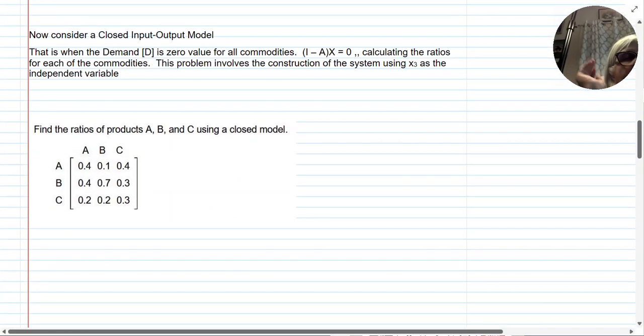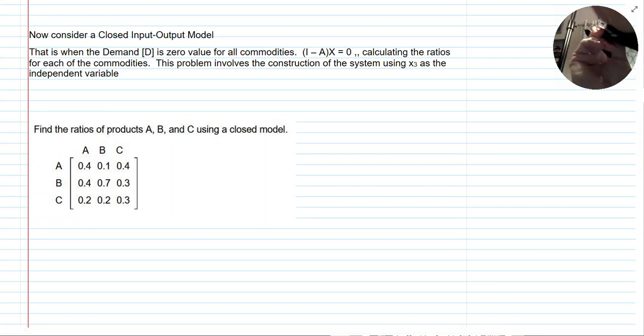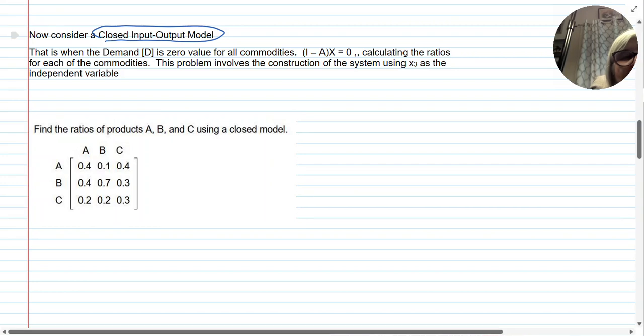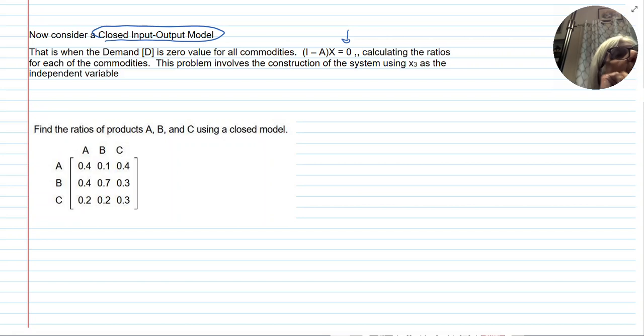Now this one is very unusual. We're going to take something we learned previously in section, I think it was 2.4, and it dealt with solving a system of equations, or REF. So I'm going to write down a few things. Okay, this is a closed input-output. That means that we have no demand. It's equal to 0. We want to figure out the ratios.